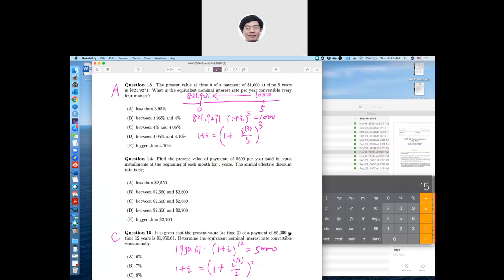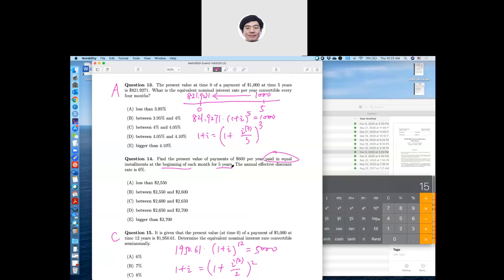Question 14. Okay, so for those ones, I actually think they are not difficult because there are two methods. I don't like the one that is mainly given in the textbook. I always ask you to convert this into a standard annuity. Right? The trick thing here is the payment is payable at the beginning of each month for 5 years.